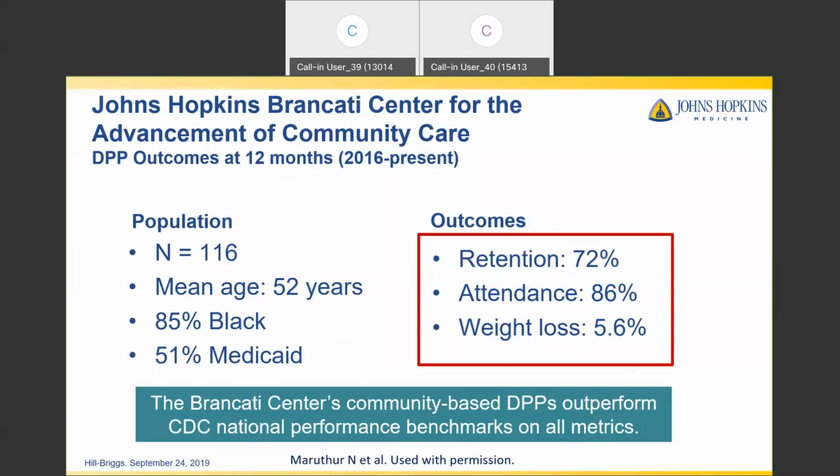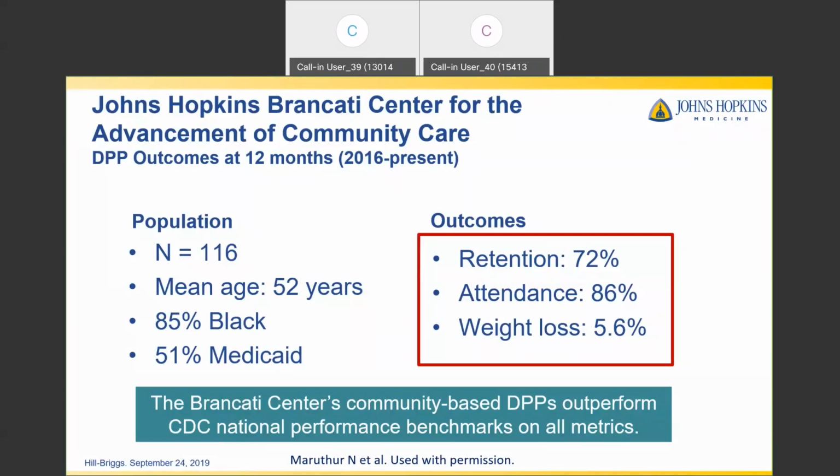So what I'm showing you is just a sample of performance from our Roncati Center DPP programs. Now, these are specifically in Baltimore, in low-income neighborhood sites. They're churches, church basements. They are federally qualified health centers, predominantly racial and ethnic minority, and as you see, about 51% Medicaid here. And what we see is retention over a year.